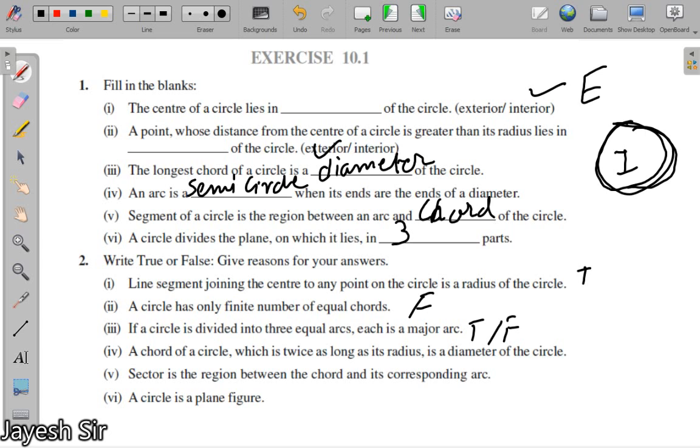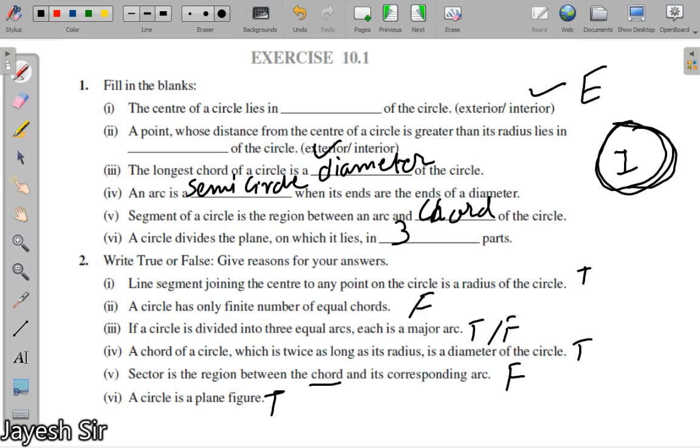A chord of a circle which is twice as long as its radius is called the diameter of the circle. That is quite true. A sector of a circle is the region between a chord and its corresponding arc. Sector is not the region between a chord and arc; it is between the radius and the corresponding arc. This is false.